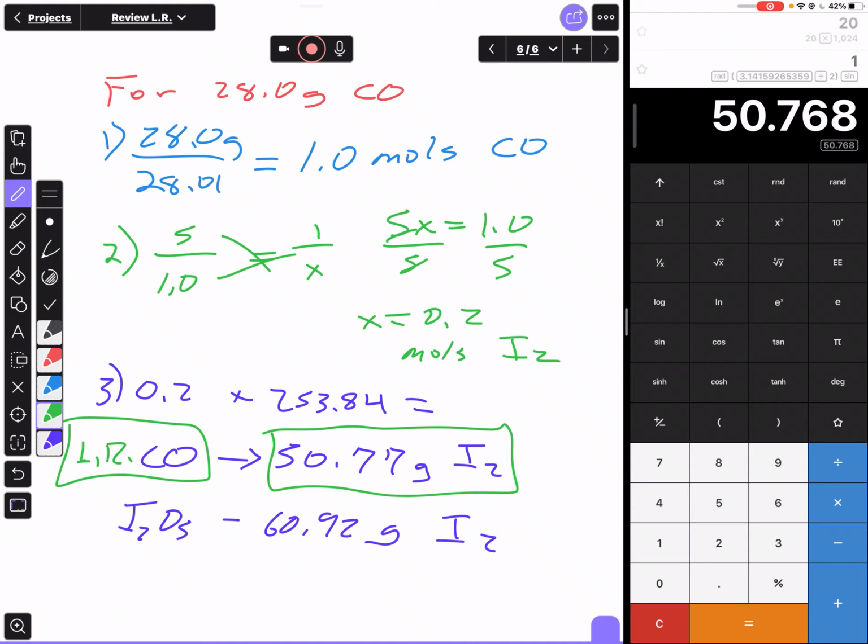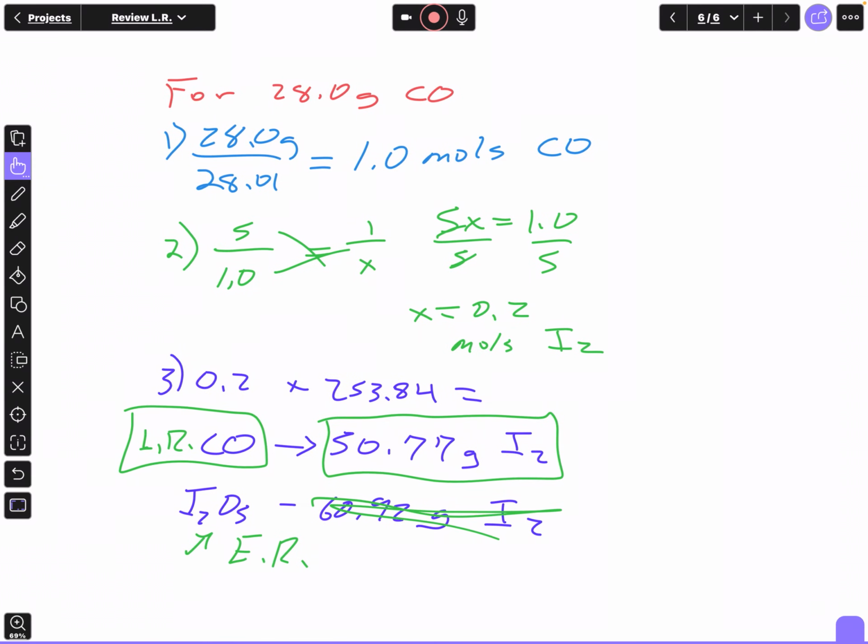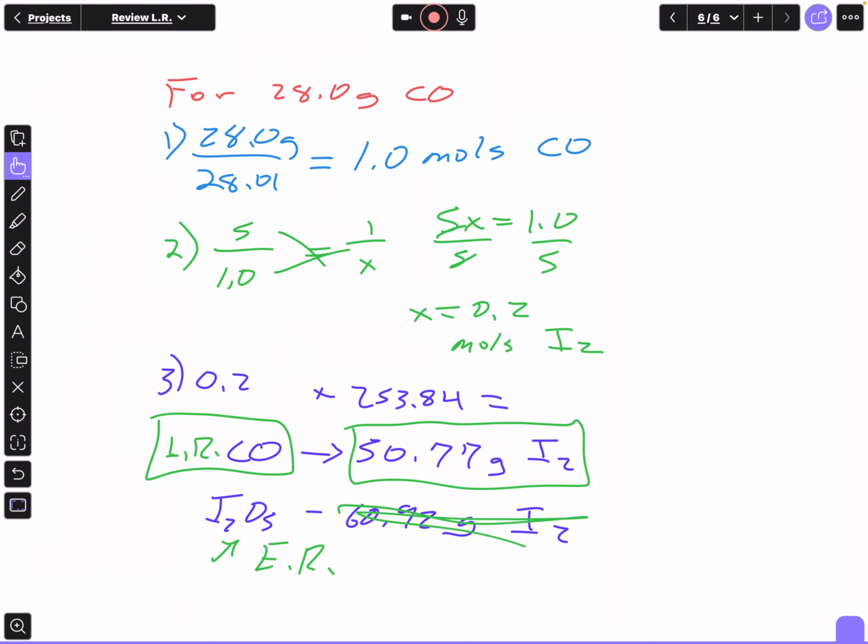The other reactant would be my excess reactant. That would be I2O5, excess reactant. This amount right here would never be produced because the limiting reactant would run out before that amount could be produced. Okay, so that's the way these problems will work. I could work 20 of them, and take up a lot of time, but they're all worked the exact same way. There's nothing new. This is exactly what we've been doing for 2 weeks now.